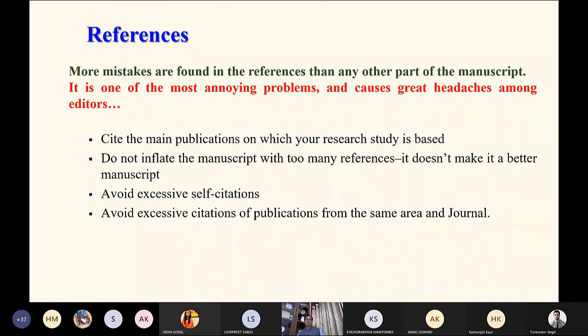And the last part is the references. As I mentioned in the beginning, normally we get a rejection because of mistakes made by us in the reference section.